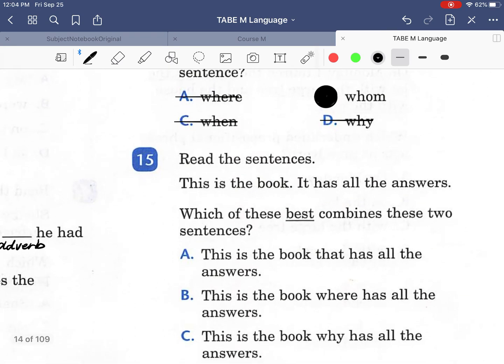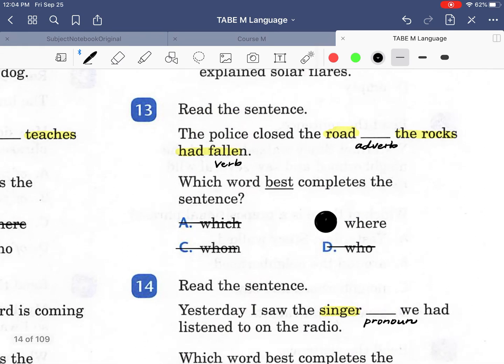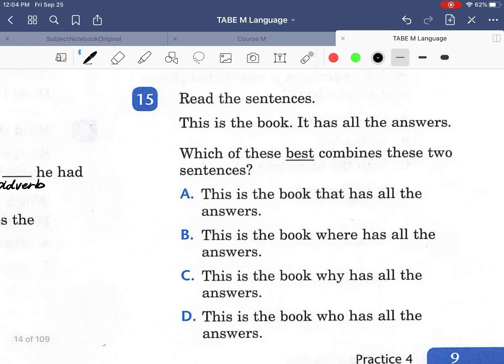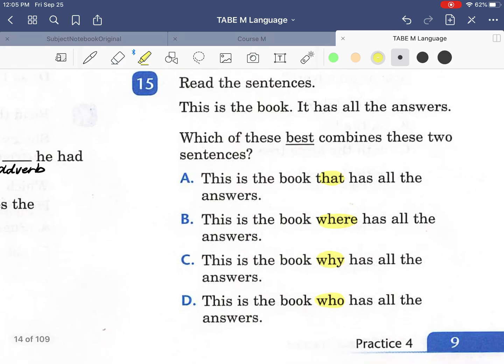Number 15. Read the sentences. This is the book. It has all the answers. Which of these best combines these two sentences? This is the book that has all the answers. This is the book where has all the answers. This is the book why has all the answers. This is the book who has all the answers.